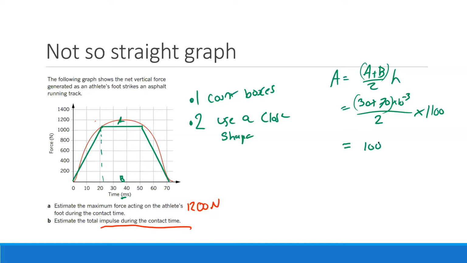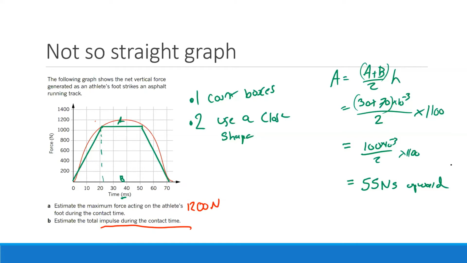So it's going to be 100 times 10 to the power of -3, all divided by 2, times 1,100, which equals 0.1. It's like saying 100 divided by 1,000, which is 0.1. Divide that by 2 gives me 0.05, then multiply that by 1,100 gives me 55 newton seconds upward, because it's being pushed upward, because it's a foot.